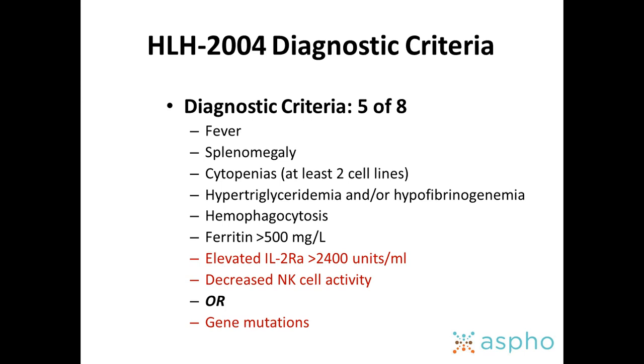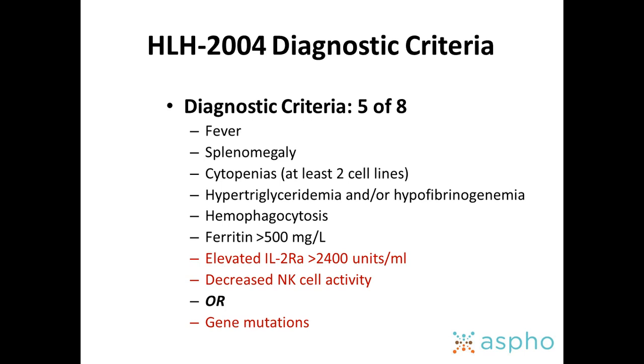All right, diagnostic criteria. These are a mess, but it's what we're stuck with because of historical progress. So kids who have fever, splenomegaly, cytopenias, you can have increased triglycerides or decreased fibrinogen, hemophagocytosis, elevated ferritin, and then more recently we've added increased soluble IL-2 receptor alpha, decreased NK cell activity, or you can just have gene mutations that prove that you have HLH.